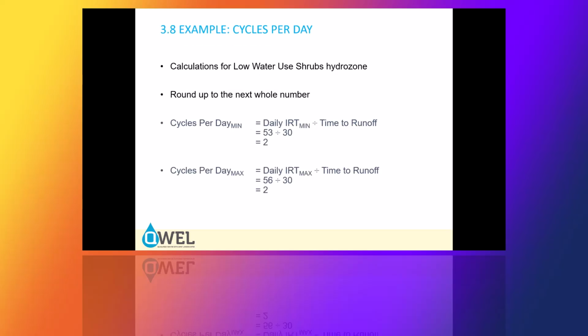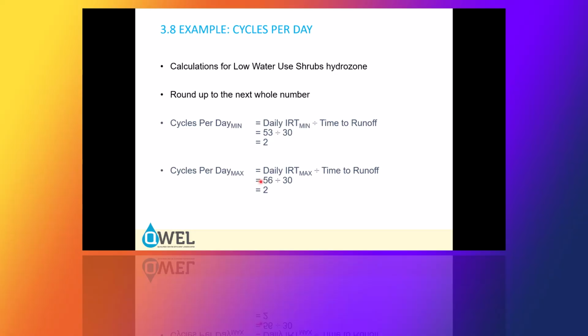People always forget to round up doing some of these calculations, so be sure to round up. So let's take a look. Going back to our low water use shrubs example, here's our cycles per day, our daily irrigation runtime divided by the time to run off. So that's 2 cycles per day. And here's our daily irrigation runtime max.